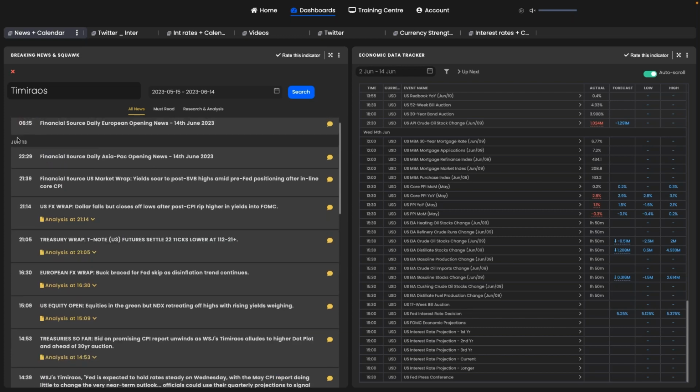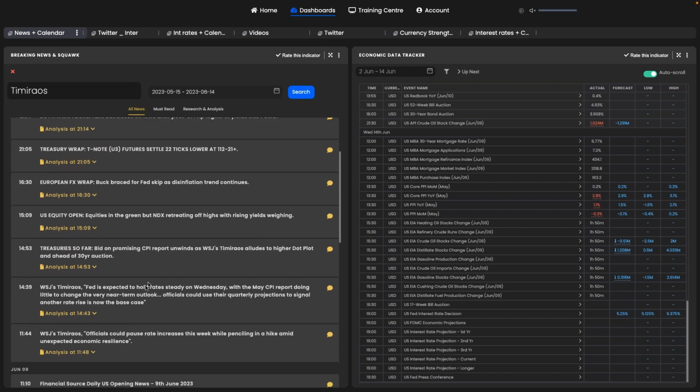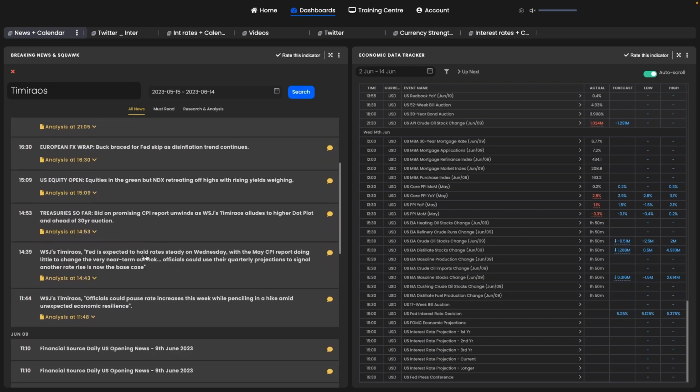So if you look at the date here, June the 13th, this was yesterday. What's Nick Timiraos said after this inflation data? Well, he said the Fed's expected to hold rates steady on Wednesday. That's what we're expecting, with the May CPI report doing little to change the very near-term outlook, fine. But notice this, officials could use their quarterly projections to signal another rate rise is now the base case, right? And he says officials could pause rate increases this week while penciling in a hike amid unexpected economic resilience. That's that strong jobs data.